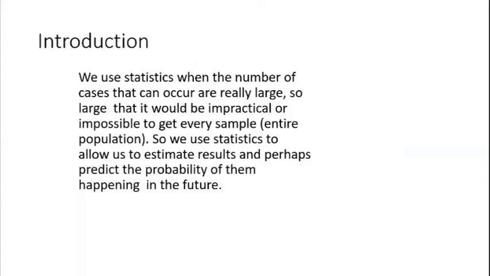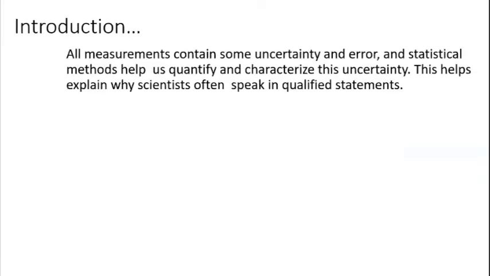So if that is the case, we can use statistics to allow us to estimate results and perhaps predict the probability of them happening in the future. All measurements contain some uncertainty and error. And statistical methods help us quantify and characterize this uncertainty. This helps explain why scientists often speak in qualified statements.